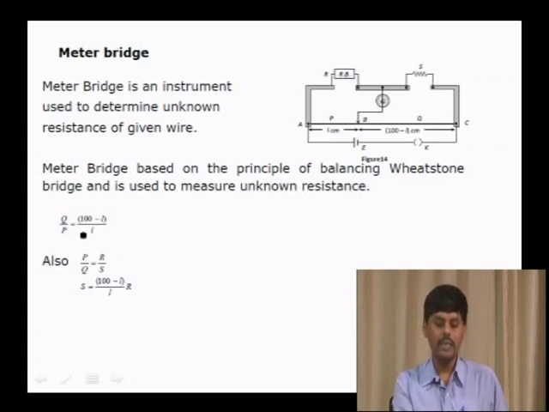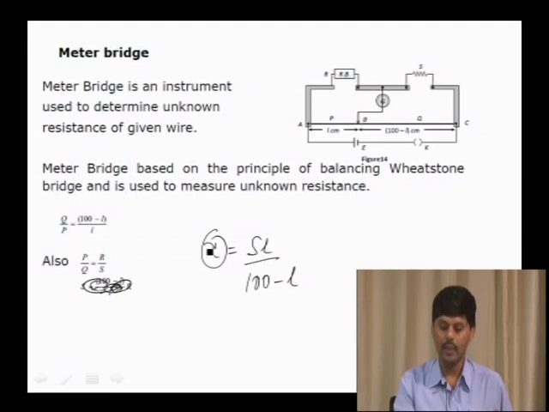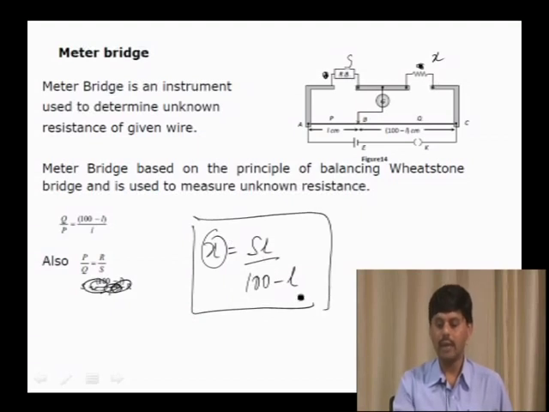See, in the balanced Wheatstone network, for this particular diagram, we can have S is equal to (100 minus L) divided by L into R, or else you can calculate X is equal to SL divided by (100 minus L). If you want to calculate the value of X, in practical work you are measuring X. S is the standard resistance, and X is the unknown resistance. By this you can easily calculate X is equal to SL divided by (100 minus L).